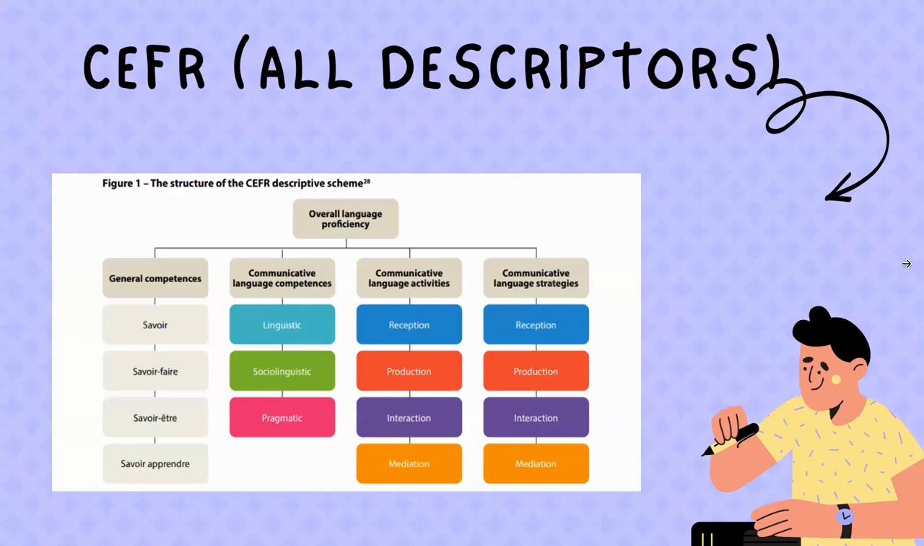The updated CEFR descriptors are divided into several key groups that cover different aspects of language use. Communicative language activities and strategies: reception, production, interaction, and spoken and written discourse, and mediation, as well as communicative language competences: linguistic, sociocultural, pragmatic, etc.